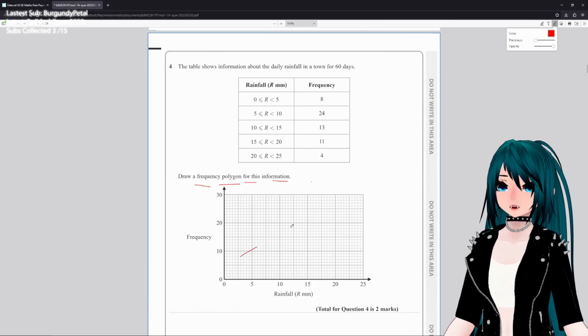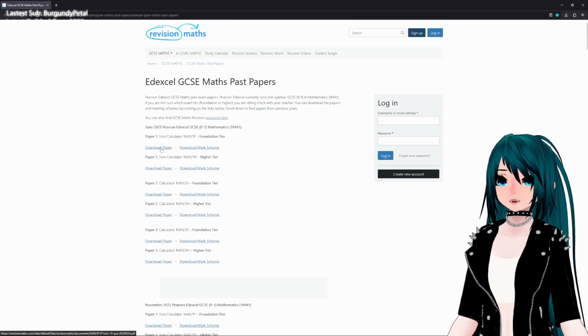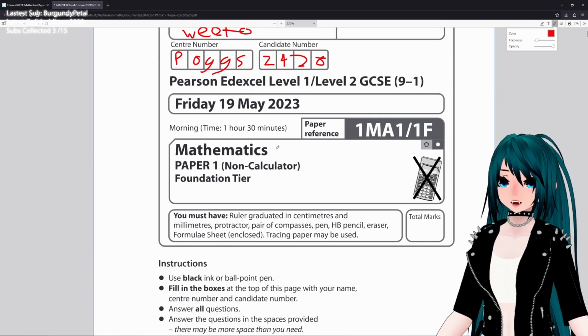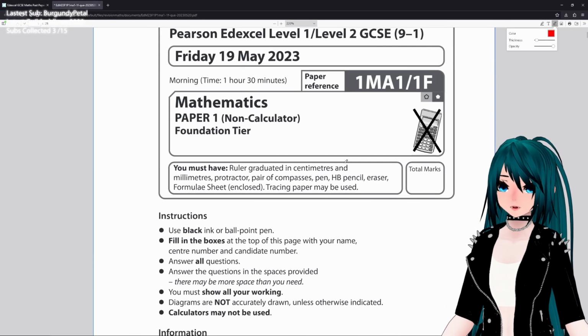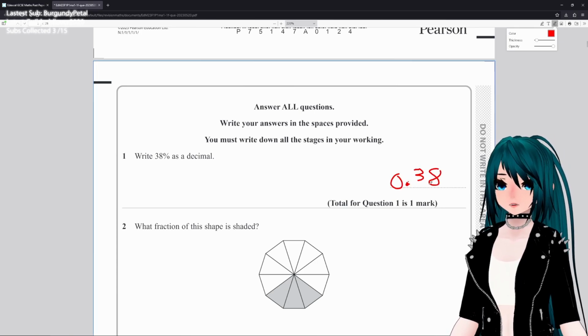I never need to draw a frequency polygon in my life. Shall we just do the foundation paper, guys? Okay, we're gonna try and do this on the easy paper, okay? Right, 38% as a decimal. Oh, what the fuck? 0.38, easy.